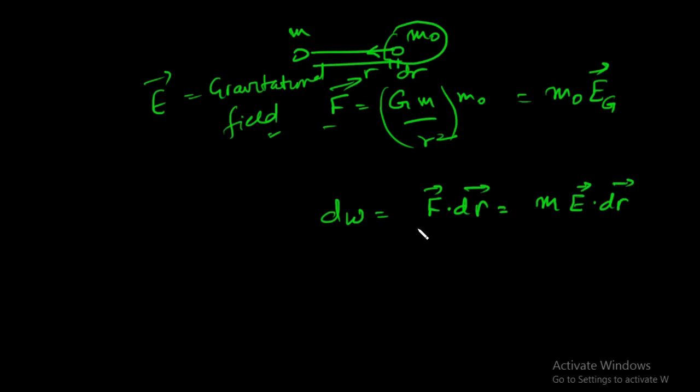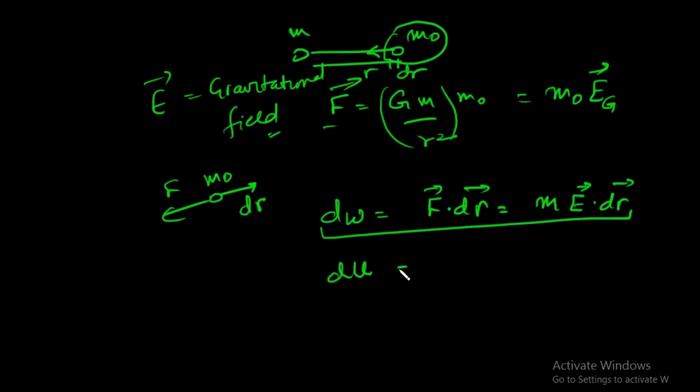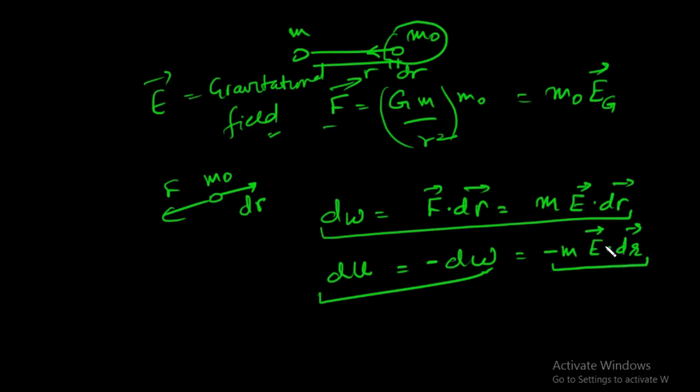Now I want to calculate the change in potential energy. Potential energy is generated when work is done against the force. I have taken the work done by the force. So if I displace the m naught in the opposite direction, since F is here and m naught is here, then the potential energy dU will be generated. Since it has not moved, only displaced, the change in kinetic energy would be 0. So dU would be equal to negative of dW, which would be equal to minus m E dot dr. This would be the change in potential energy, since potential energy would be generated.